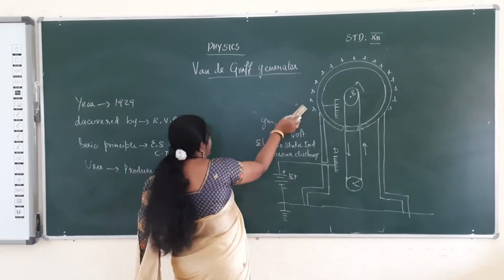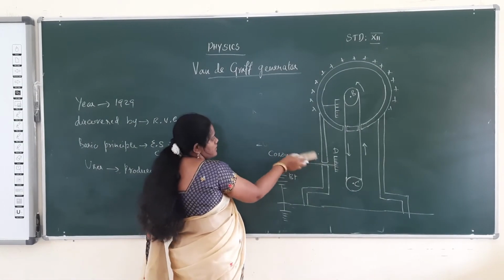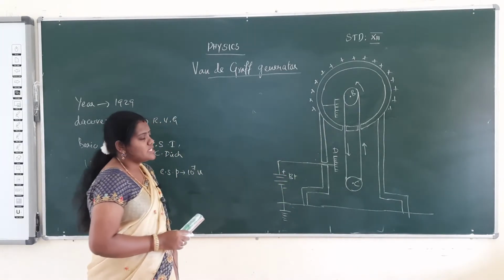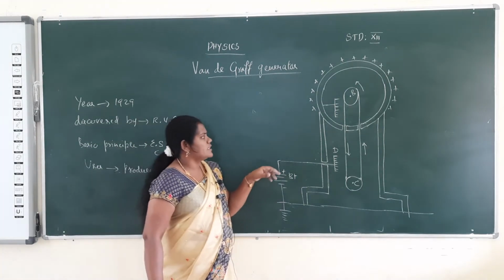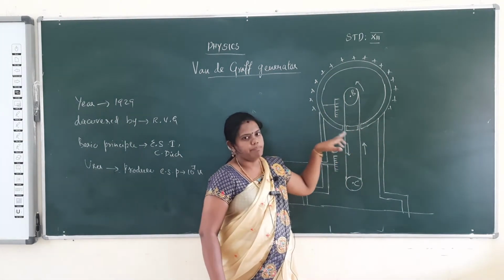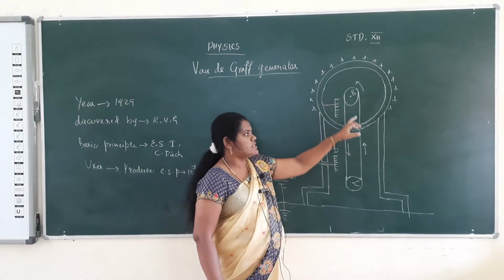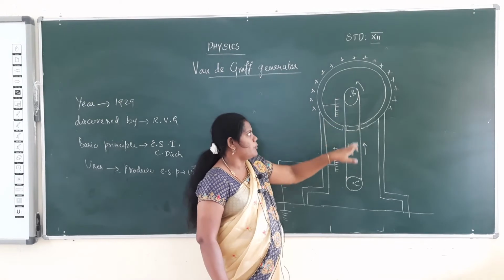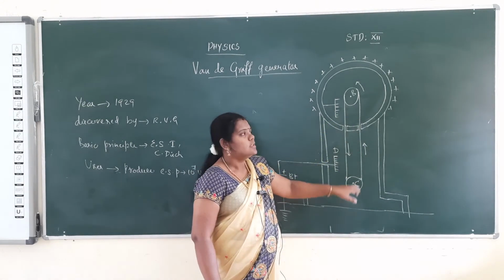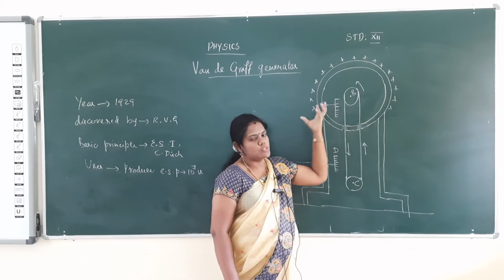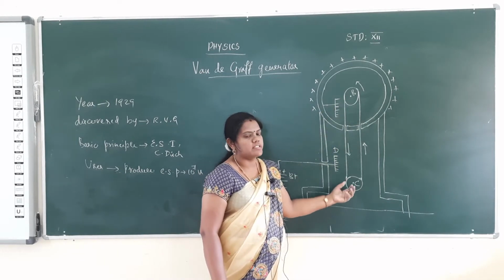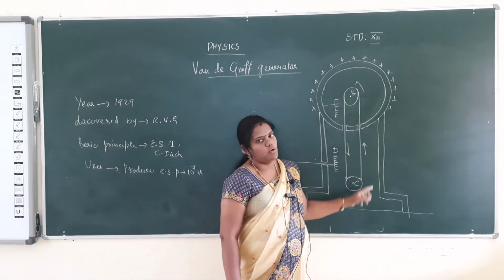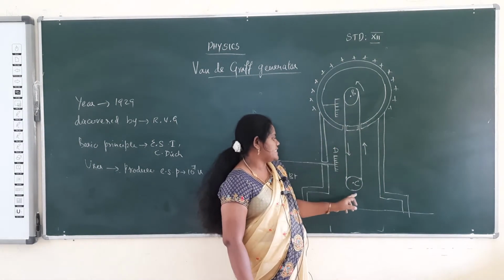Now I explain the parts in the Van de Graaff generator. Construction of the Van de Graaff generator: it has one cylindrical shaped chamber, a hollow cylinder, and two pulleys, B and D, fixed at the top and bottom. Pulley B is fixed at the center of the hollow cylinder, and pulley D is fixed at the other side, and one belt moves over B and D.